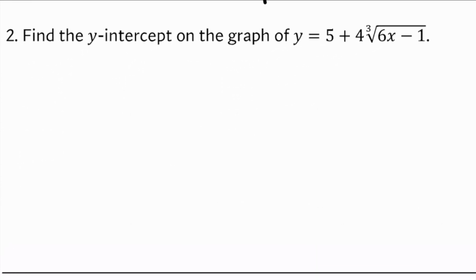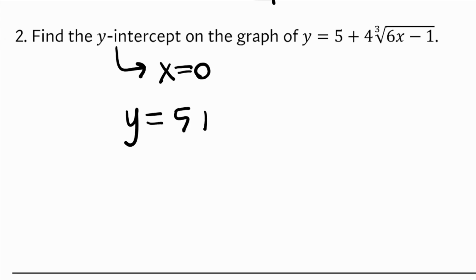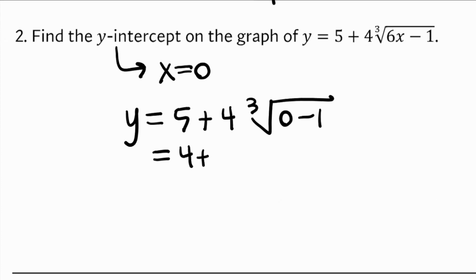So we're going to find the y-intercept on the graph of this radical function. So y-intercept, that's a place where x is equal to 0, so I'm just going to plug in x equals 0 and get y equals 5 plus 4 times the cube root of 0 minus 1. The cube root of negative 1 is going to be negative 1, so 5 plus 4 times negative 1 is 5 minus 4, which is equal to 1.